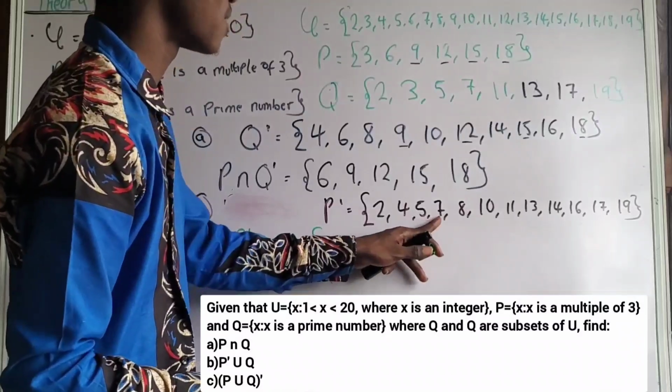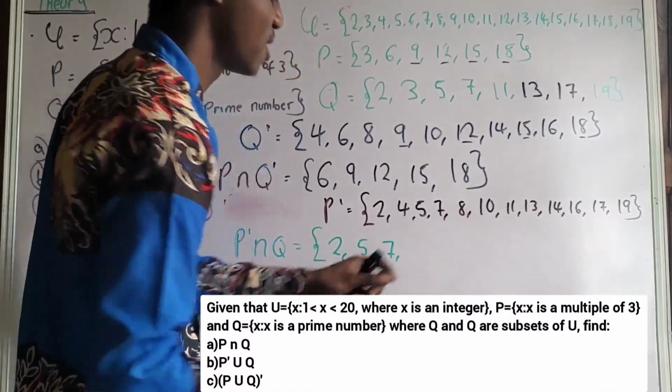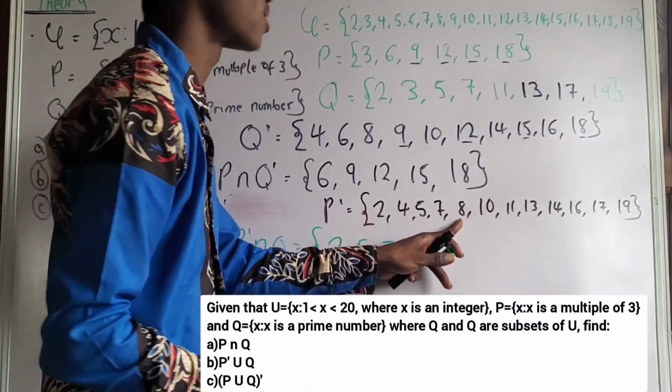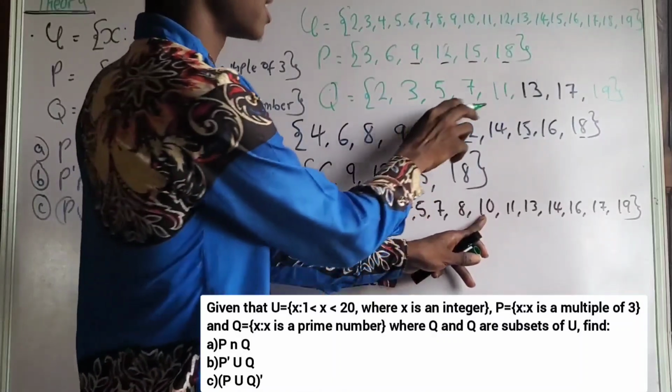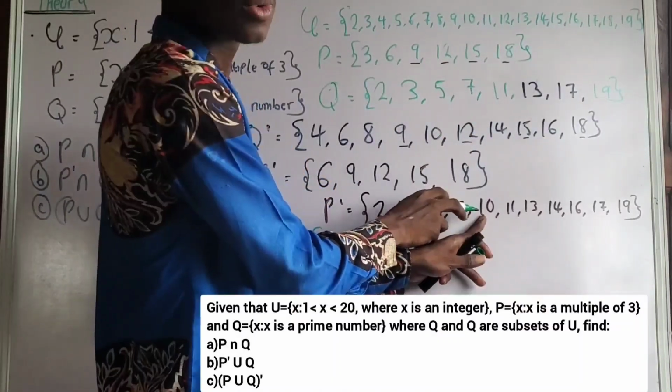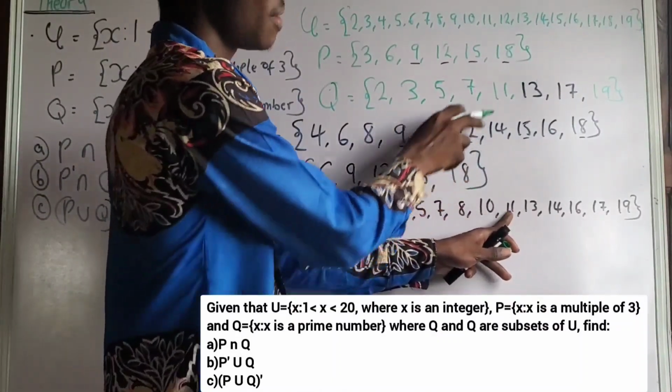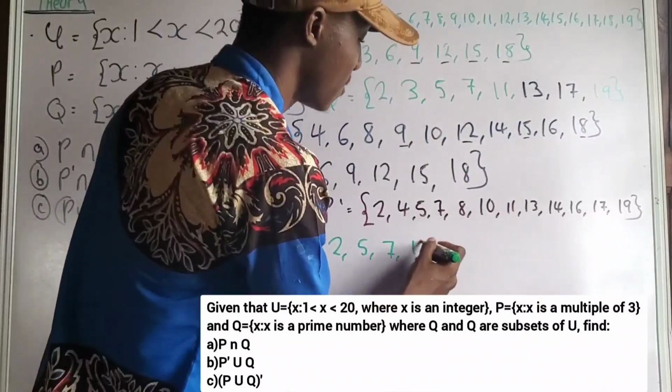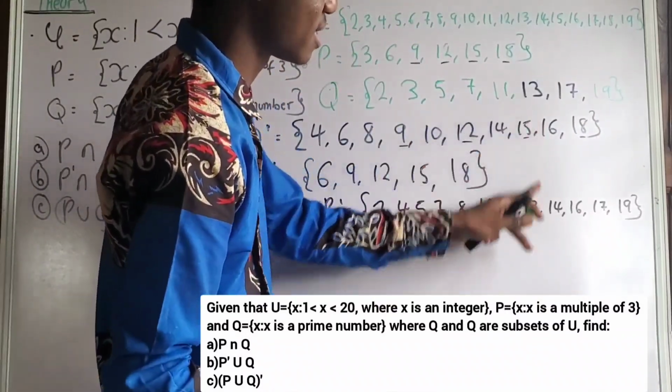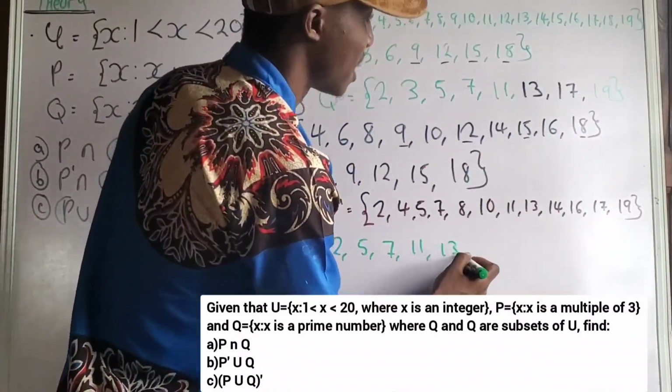After 5, what of 7? 7 is common to them. What of 8? 8 is not common. What of 10? 10 is not present here. It is present here. We are not going to include it. What of 11? 11 is present in both sets, so I'm going to have 11. What of 13? 13 is present in both sets, so I'm going to have 13 as well.